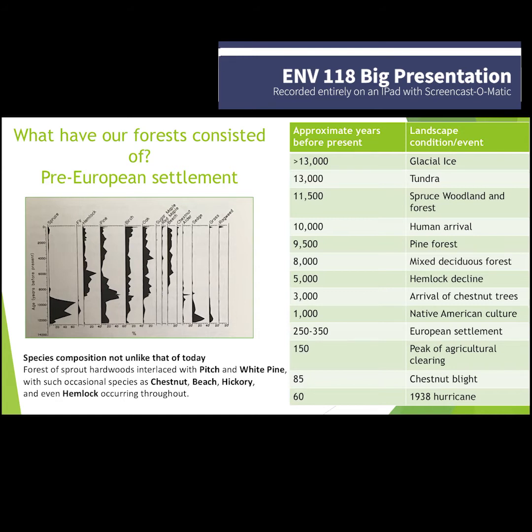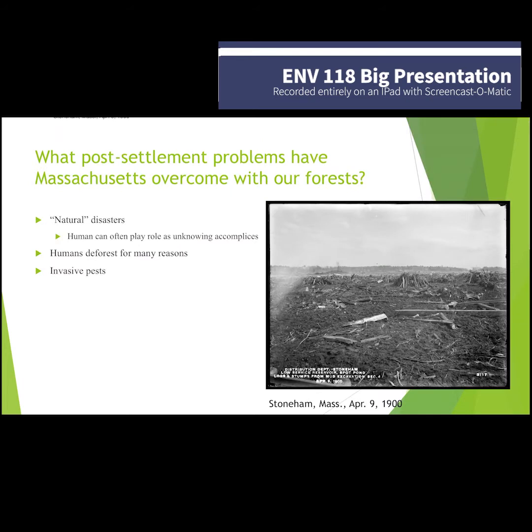The Pilgrims described it very differently, but they were coming from the order of scarce English forests, and they had also been at sea for months, so they explained the land much differently. So what are some post-settlement problems our forest has overcome? Natural disasters, and often humans play unknowing accomplices to many of these disasters. Invasive pests and human deforestation.